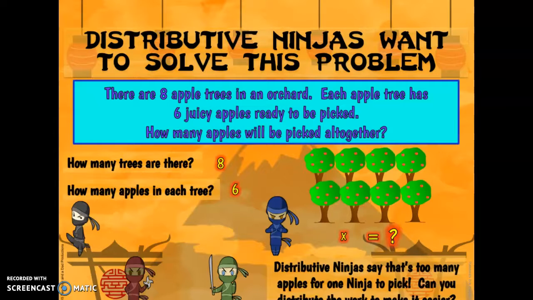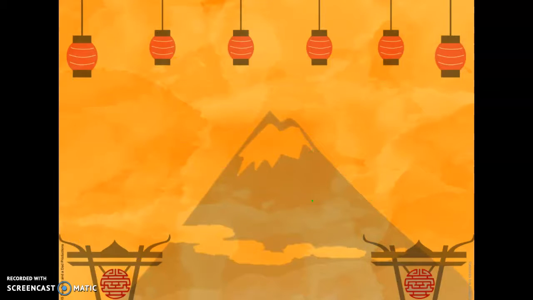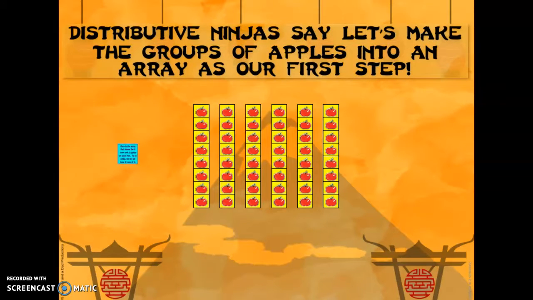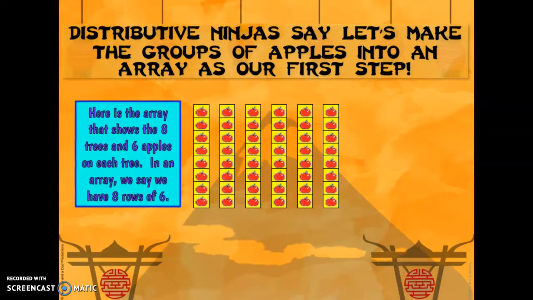Now, we want the distributive ninja to help us. We may not know our multiplication facts for 8. So let's go ahead and write a multiplication sentence that would work here. And we're going to go ahead and draw an array as well. So now that we see our array shows 8 trees with 6 apples on each tree. And our array shows 8 rows with 6 in each row. So we have 8 rows and 6 columns.